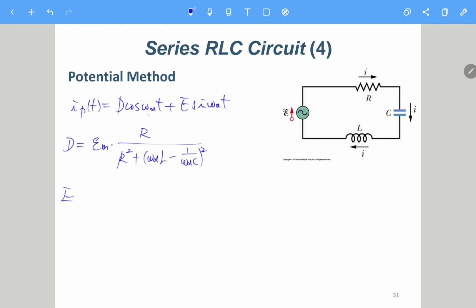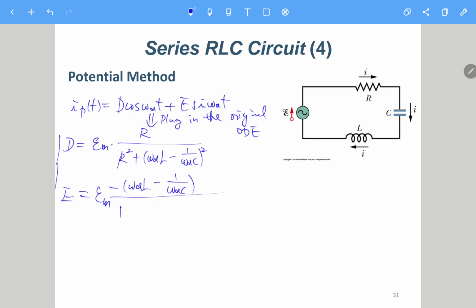Actually, you can just plug it into the original ODE, and then you will be able to solve D and E out like this: E_m times negative omega_d L minus 1 over omega_d C, all over R squared plus omega_d L minus omega_d C squared, something like this. You may be able to solve it.